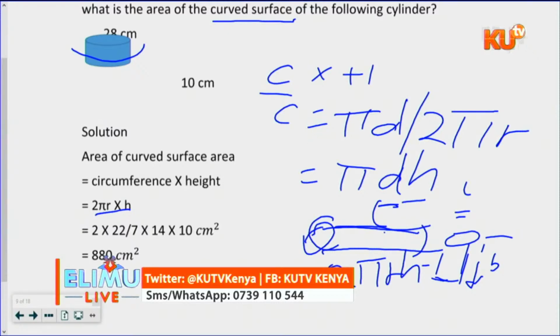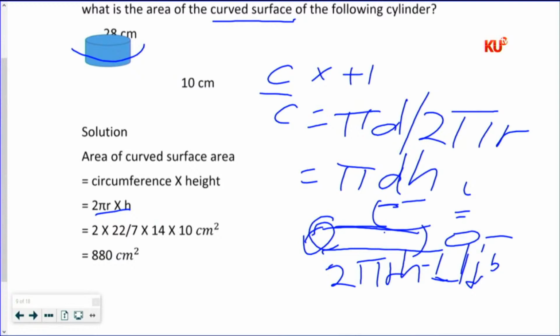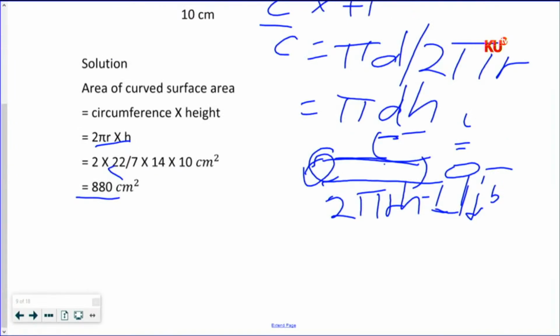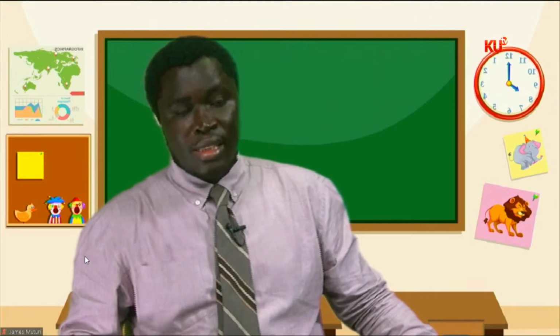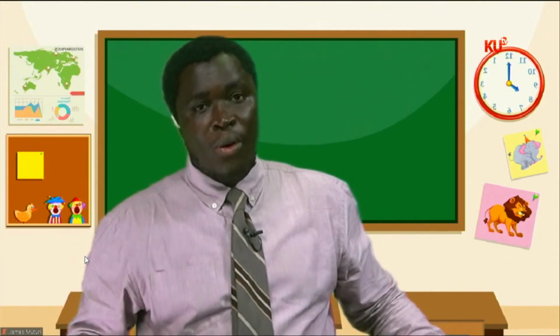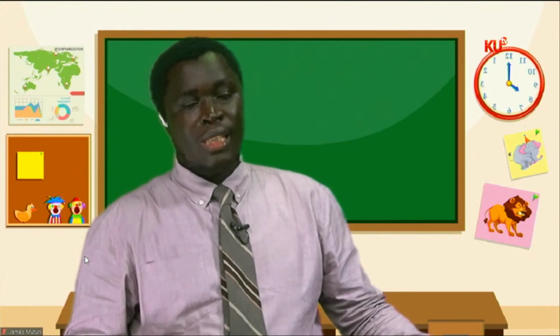So we'll have 2 times 22/7 times our radius, our diameter here, which is 1.4 times 10, and when we multiply these, they give us 880, and that is the circumference of the curved part. At the same time, we can be given the circumference to work out the surface area of a closed cylinder, as I elaborated earlier, whereby we say 2 pi r squared.